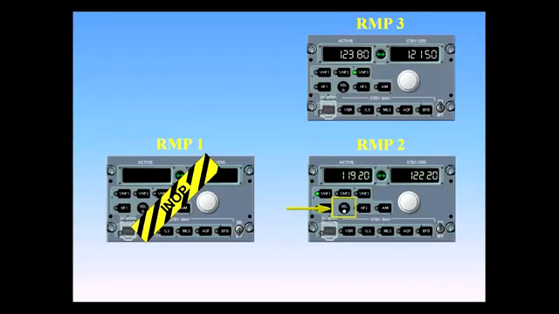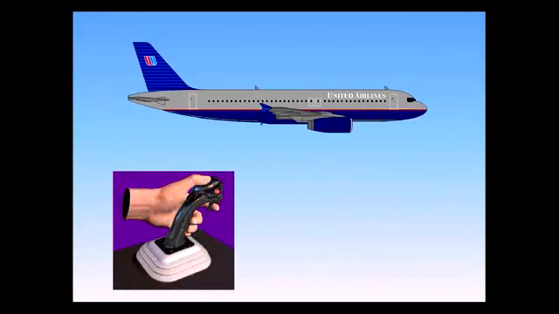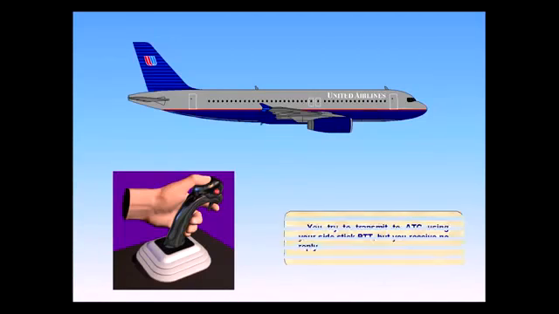Now let's look at another failure. You try to transmit to ATC using your side stick push-to-talk, but you receive no reply. When you check your ACP, you see that all the lights are extinguished. You try to select VHF1 for transmission, but your selection has no effect.